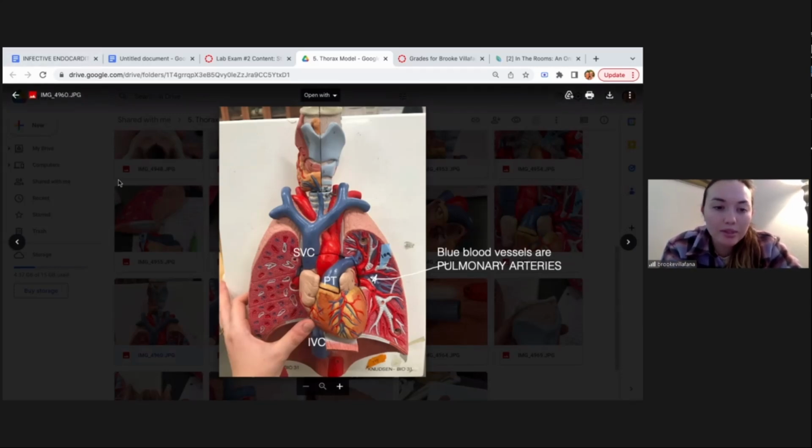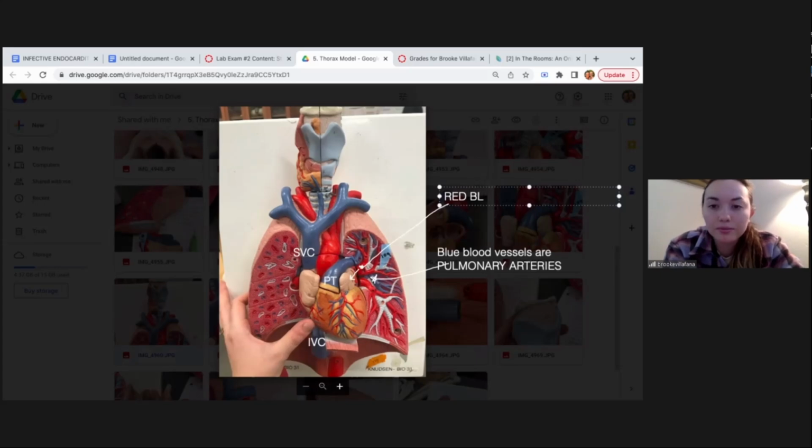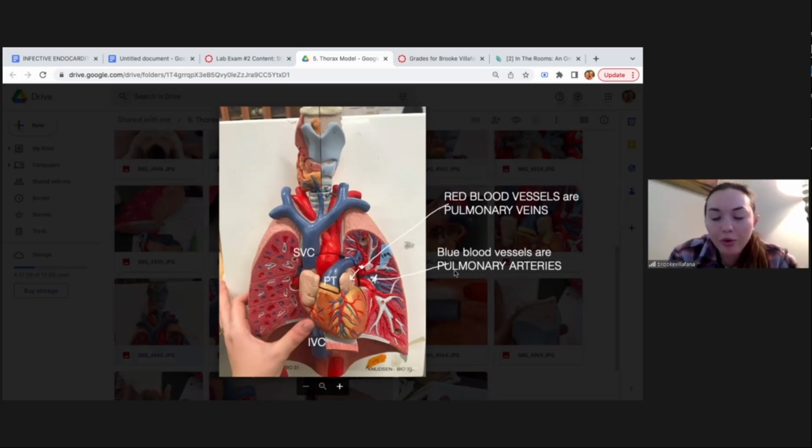And then what happens? The lungs give the blood oxygen and it comes back into the left ventricle through pulmonary veins. So the red blood vessels are pulmonary veins. So if we're pointing to just the red blood vessel, know that it would be a pulmonary vein, or just the blue blood vessel, a pulmonary artery.